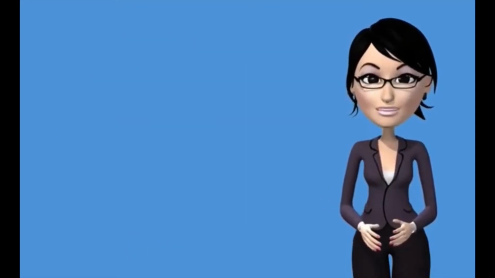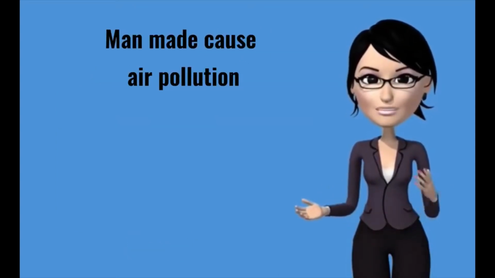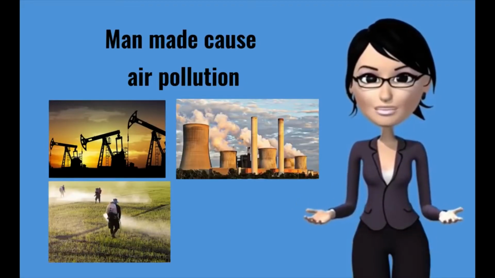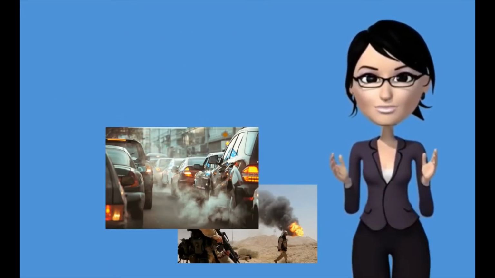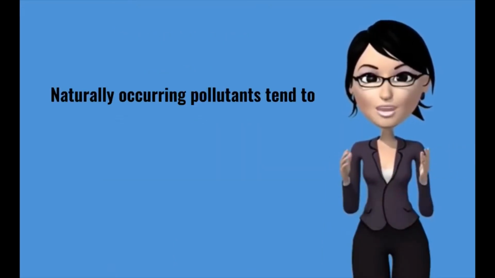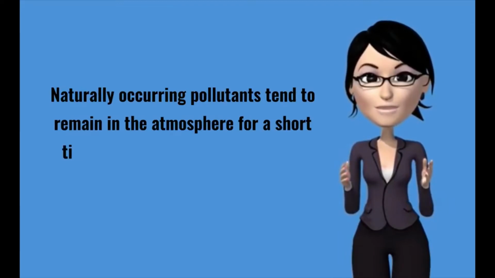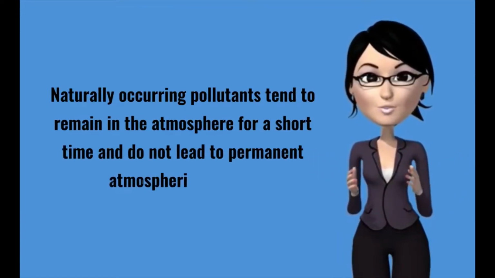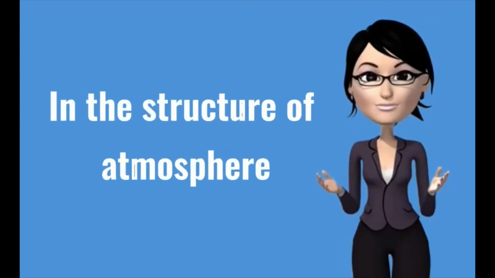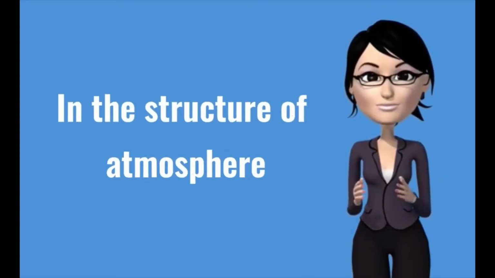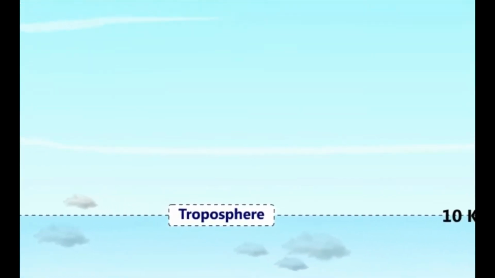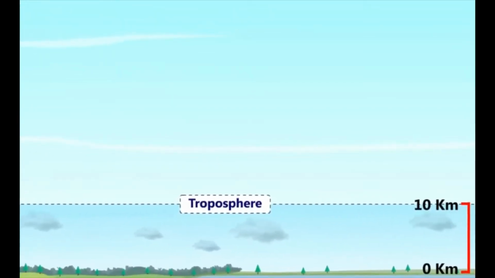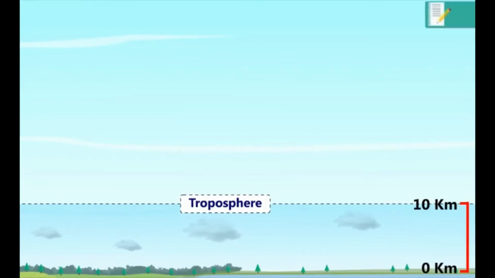However, unlike pollutants from human activities such as fossil fuel, industry, agricultural activities, war, and emissions from vehicles, naturally occurring pollutants tend to remain in the atmosphere for a short time and do not lead to permanent atmospheric changes. In the structure of the atmosphere, only the lower troposphere is routinely involved in the weather and hence air pollution. The other layers of the atmosphere are not significant in determining the level of air pollution.